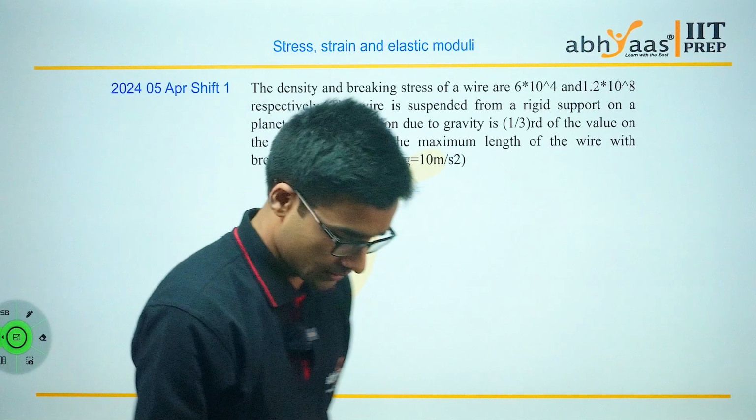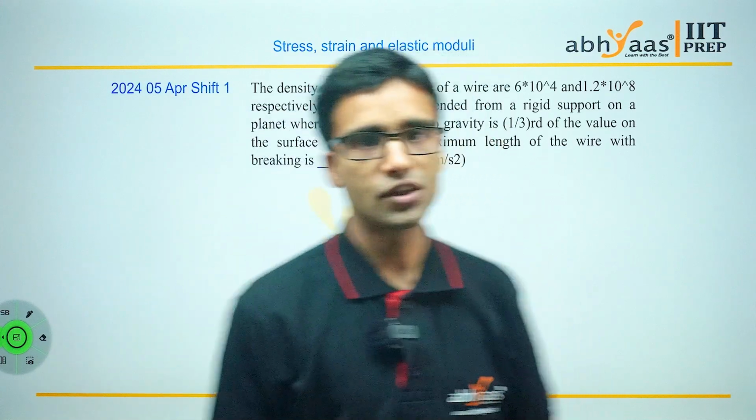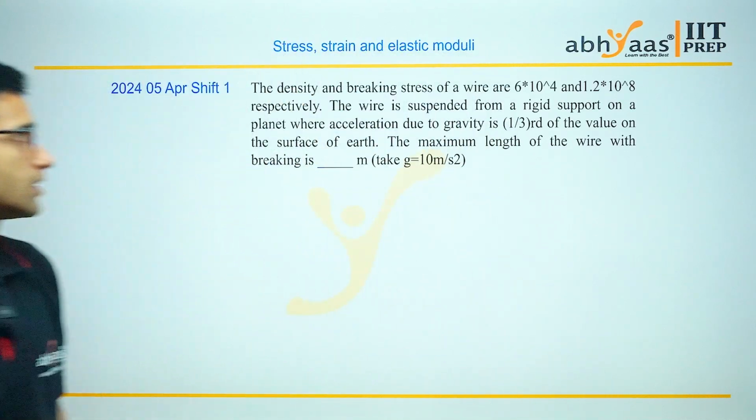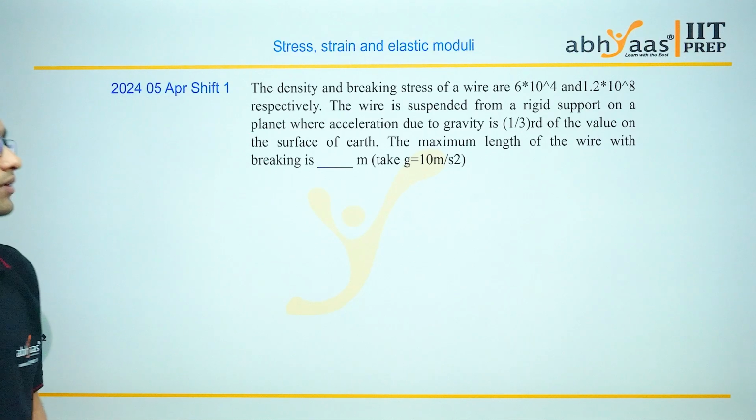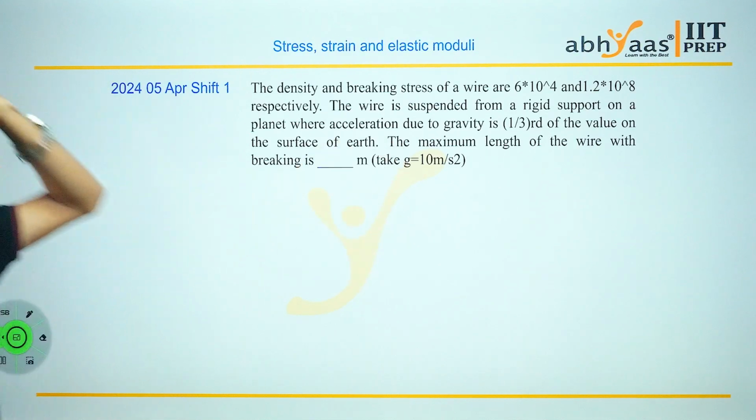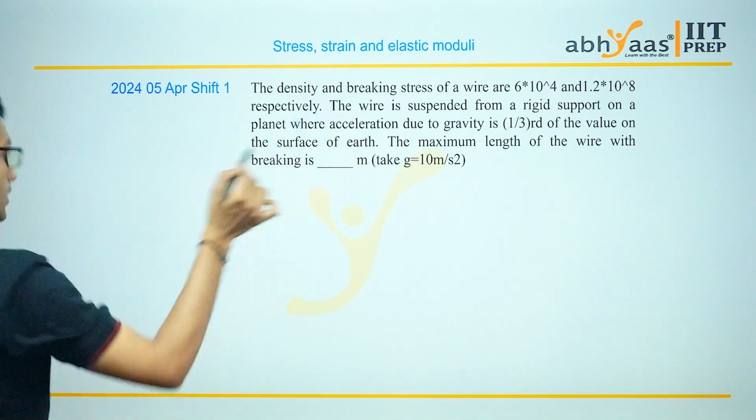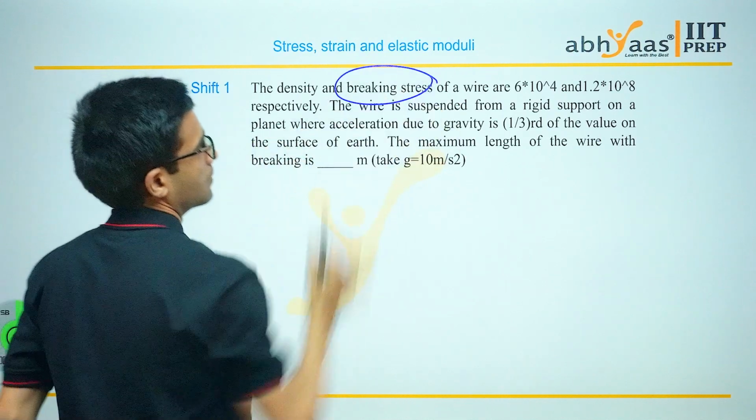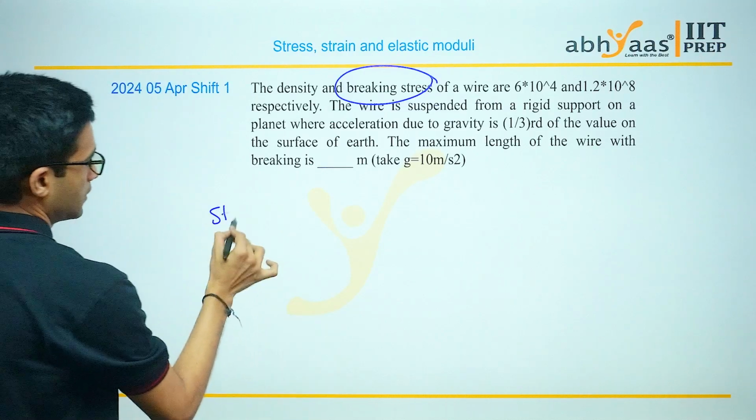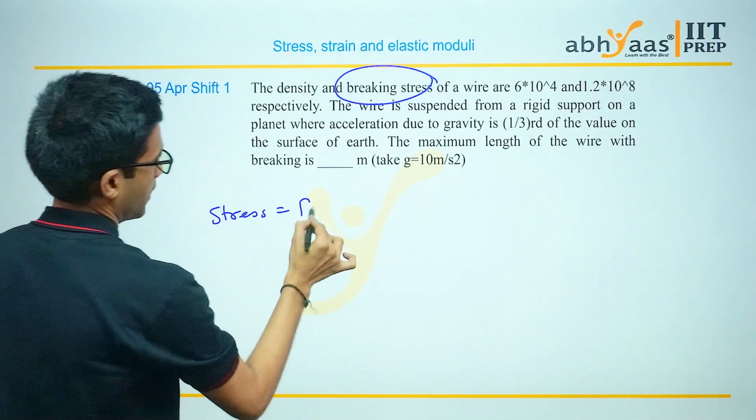Here, another question, which is also related to what? Density, breaking stress is given, G value is given. What you need to calculate? Maximum length of the wire. So here, if you observe one thing, breaking stress. Stress is equal to force per area.